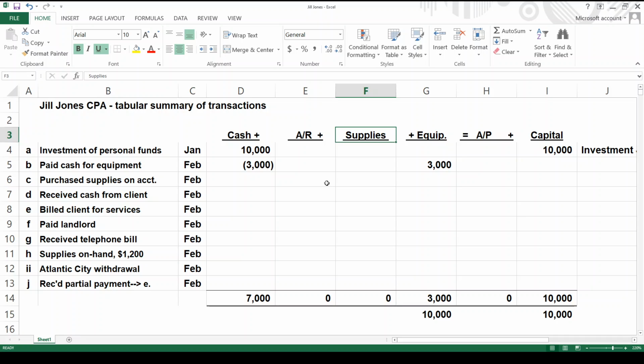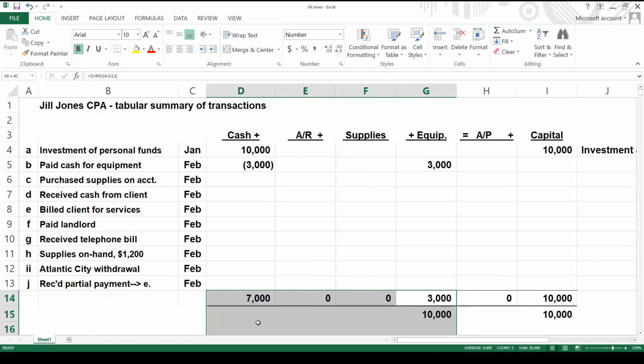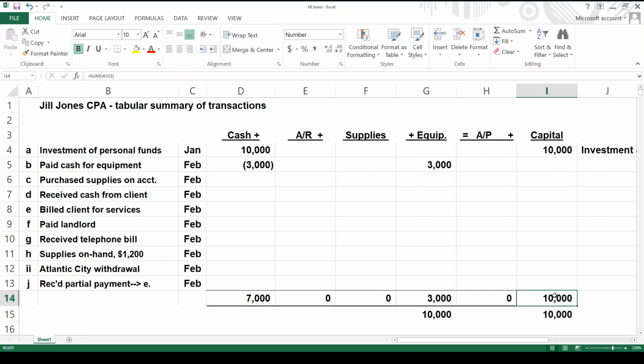Okay. So that's what happened so far. Now we have $7,000 in cash. Got my little totals down here. And we have $3,000 worth of equipment. So the left side of our accounting equation is equal to the right side of our accounting equation. We got 10,000 on both sides. Yeah? And it's called an equation. That's right. It's called an equation because the left side is going to equal the right side.